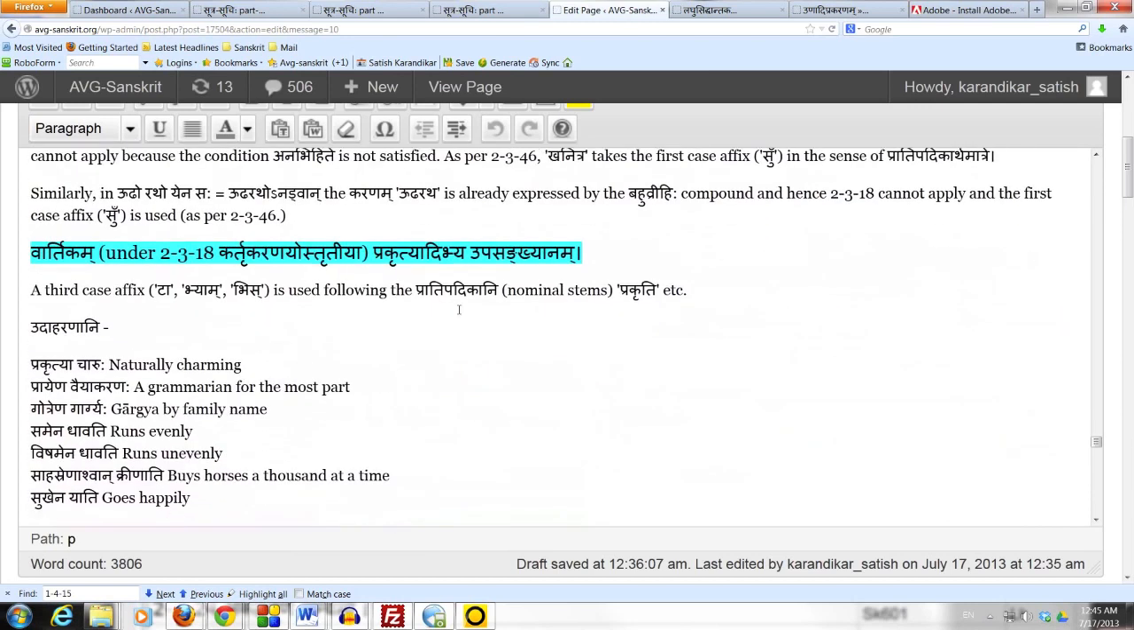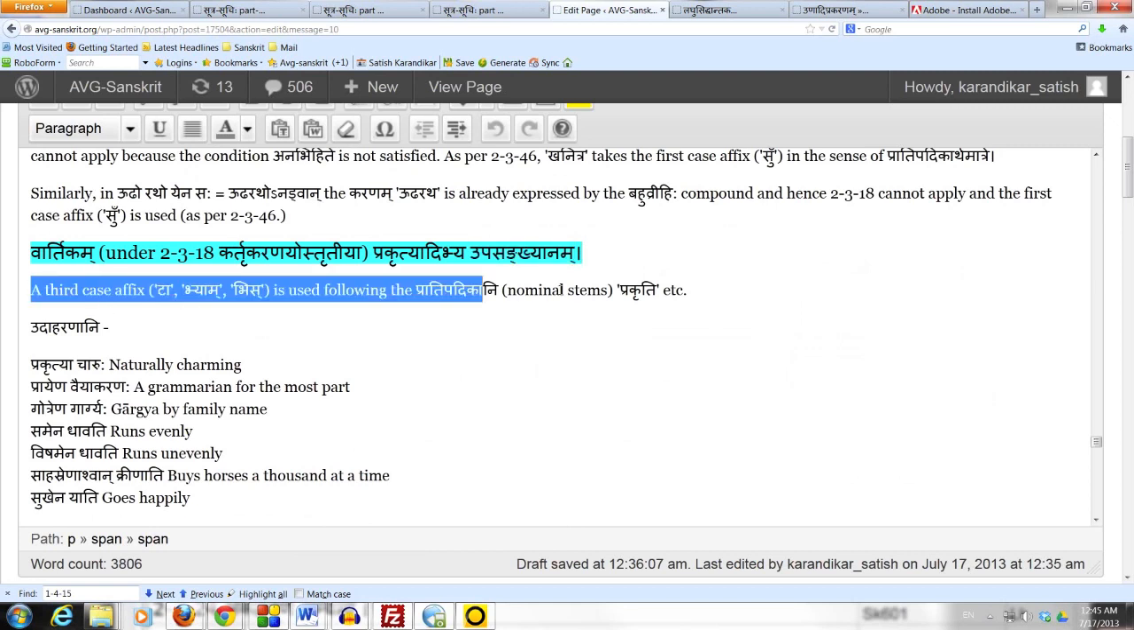This Vartikam says Prakrityadibhya upasankhyanam. Upasankhyanam means inclusion. So the meaning of the Vartikam is that a prescription of the third case affix following these nominal stems, prakriti etc., should be included in the Sutram 2318. So 2318 should be extended to prescribe a third case affix following these nominal stems, pratipadikani, which are in the list prakriti etc.